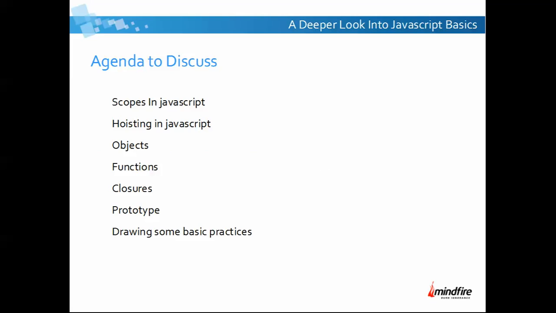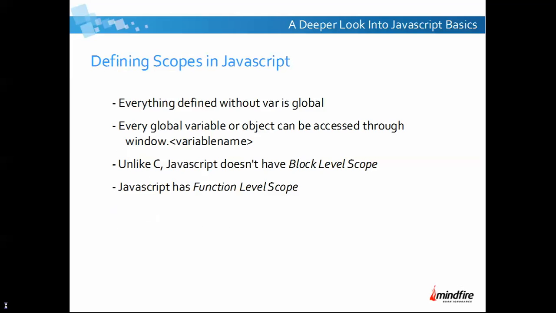So today I'm going to discuss scopes in JavaScript, how scopes are defined in JavaScript. Then we will talk about hoisting, and then objects: how we declare objects, what objects are in JavaScript, and how we define functions. Then one of the most important and confusing parts in JavaScript, that is the closure. And we will discuss some basics about prototype. I will not go deeper into prototype. And then finally we will see some of the basic practices. So let's start with the scopes.